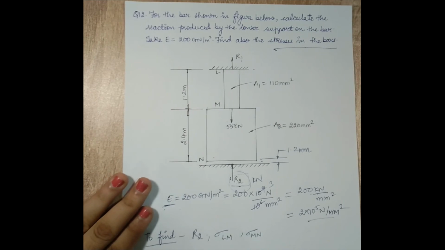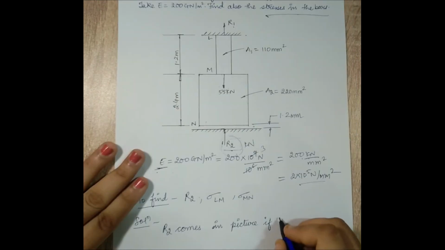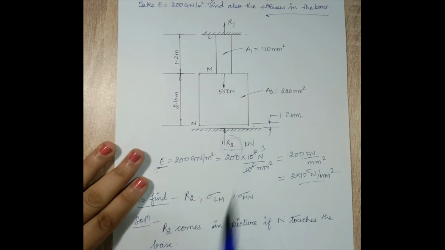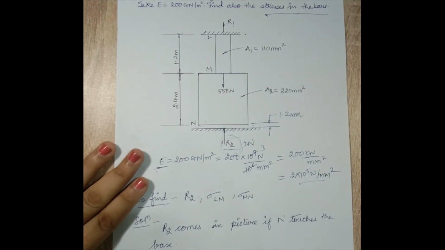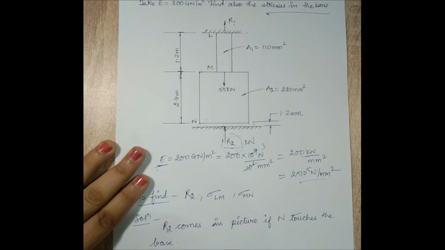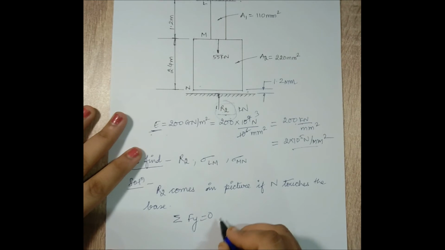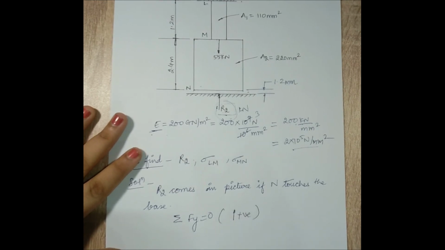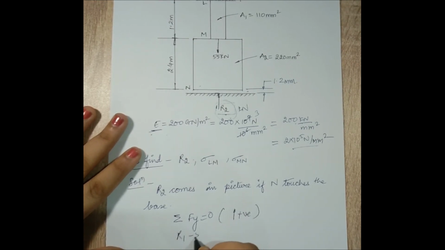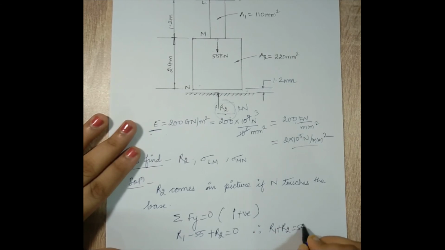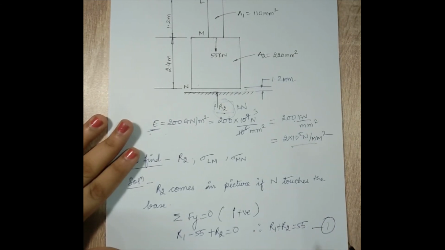So I can write down that R2 comes into picture if N touches the base, which is this end. Okay, so I assume that it is coming into picture. Now I will take summation of force in y direction is equal to 0. Here if you observe, the forces are along y axis. So I will assume upward direction is positive. So R1 positive minus 55 plus R2 is equal to 0. Therefore, I can write down R1 plus R2 is equal to 55. Let's mark this as equation number 1.